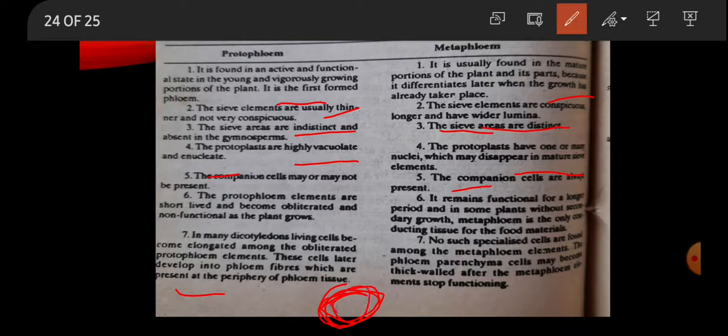When they develop into phloem fibers, they are present in the periphery of the phloem tissue, that is, around the circle area. But in metaphloem, no such arrangement is found, and the phloem parenchyma cells become thick walled after the metaphloem stops working. It means there is no such specialization that they will develop into phloem fibers, but they will surely develop thick walls on maturity. In protophloem, they will develop into phloem fibers, but metaphloem will not develop into phloem fibers.